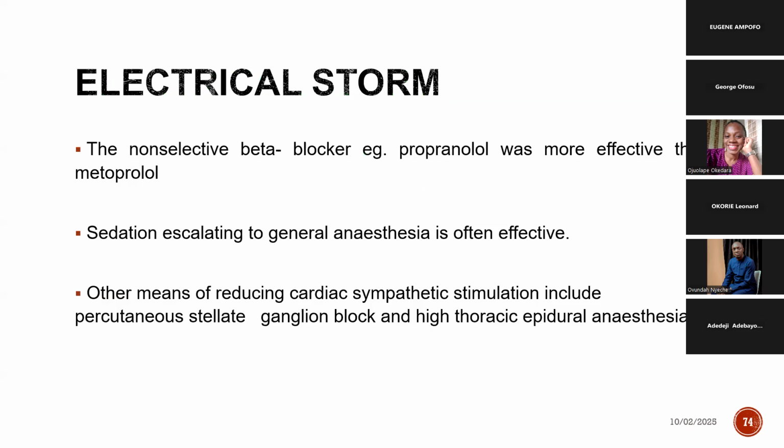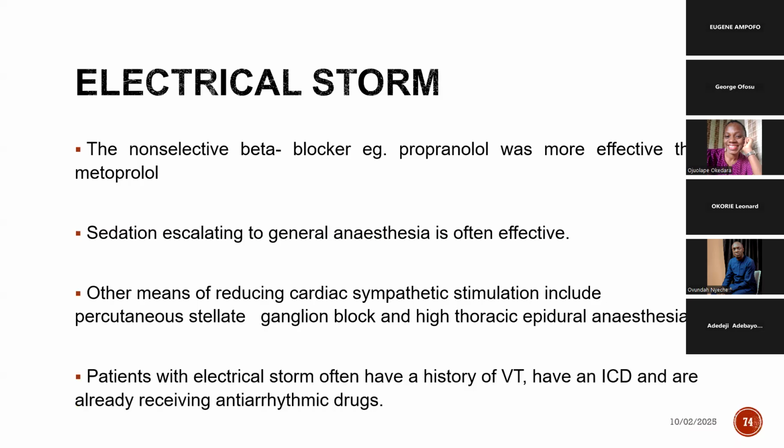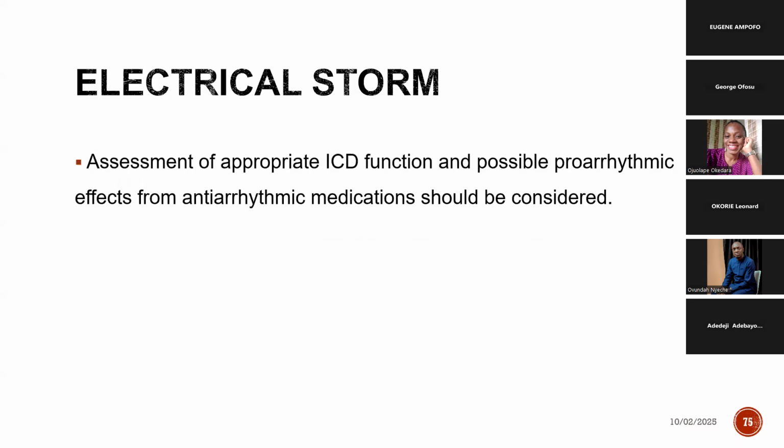Sedation, escalation to general anesthesia is often effective. And other means of reducing cardiac sympathetic stimulation include percutaneous stellate ganglion block and high thoracic epidural anesthesia. And patients with electrical storm often have a history of VT or have an ICD in situ, and also are patients who are already receiving anti-arrhythmic drugs.